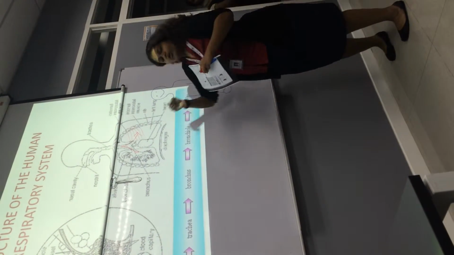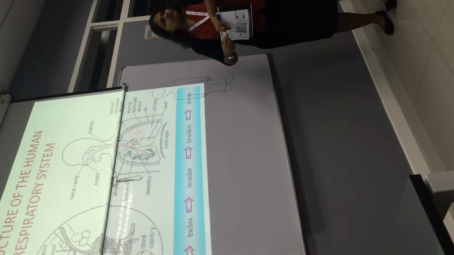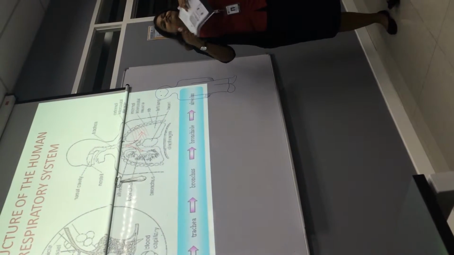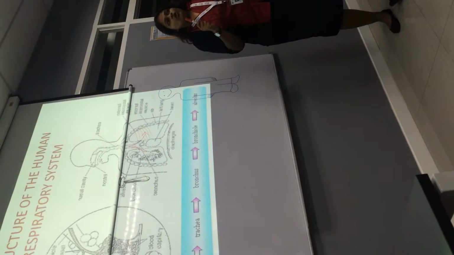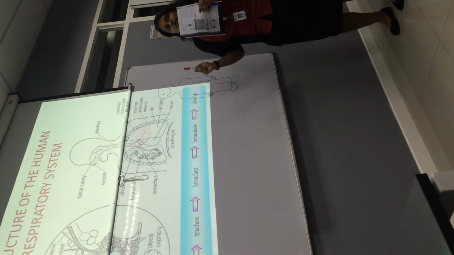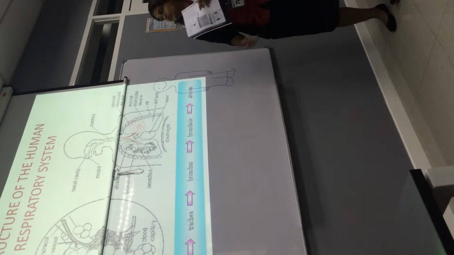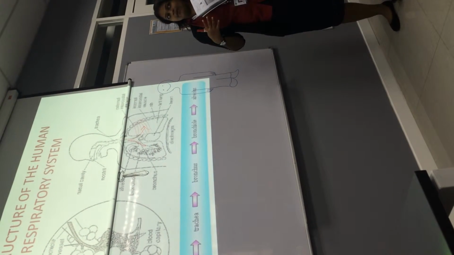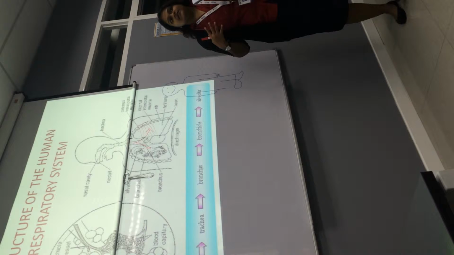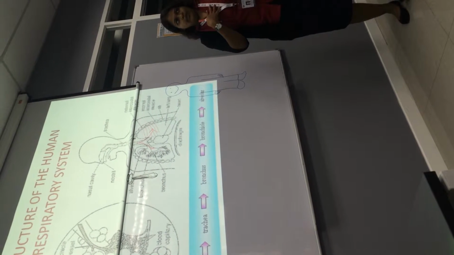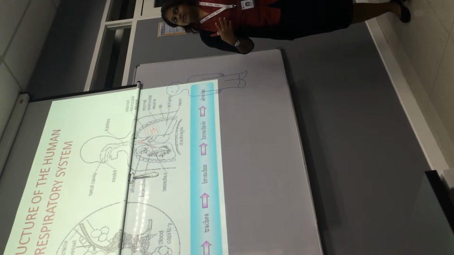Would any one of you like to guess the function of the rib cage? Protect the lungs. Yes, she's right. The function of the rib cage is to protect your internal organs, which are your lungs, from any damage. For instance, let's say there's an accident and there's an impact on your body. Your rib cage protects your lungs.